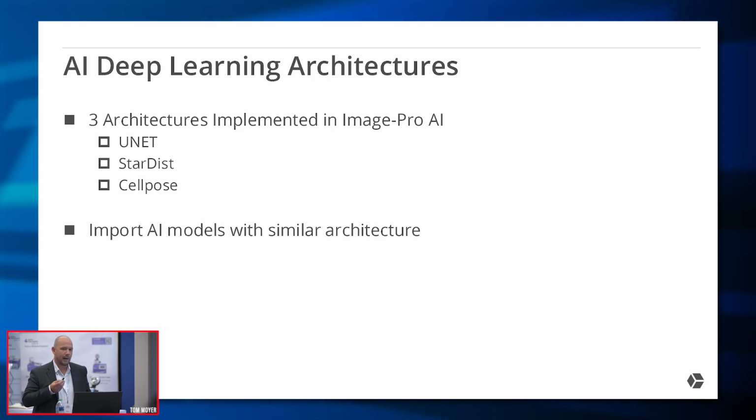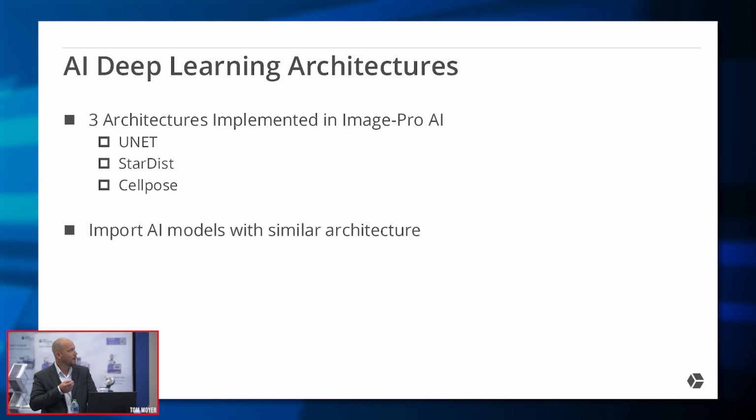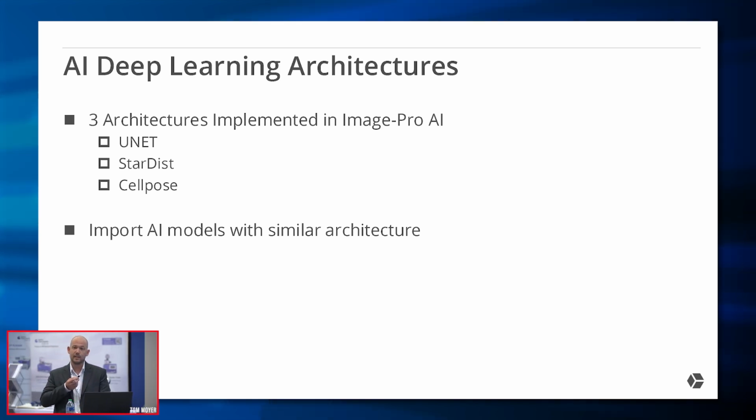So now I want to talk about deep learning architectures. If you're not familiar, there are several different architectures available for AI deep learning segmentation. So we have decided to implement 3 different architectures into Image Pro. The first is UNet, which is very good at pixel classification and area identification. The UNet architecture is not as good at segmenting individual objects.